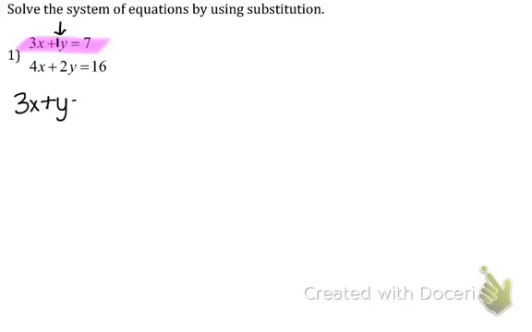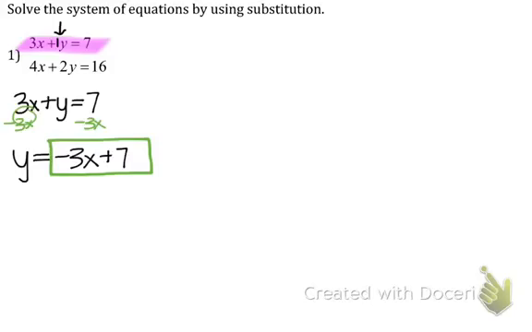So I'm going to take my first equation and rewrite it. So therefore I can subtract 3x from the left side and the right side, so I am left with y is equal to negative 3x plus 7. Now that y is isolated, I can see that the left side, y, is equal to the right side, which is negative 3x plus 7.